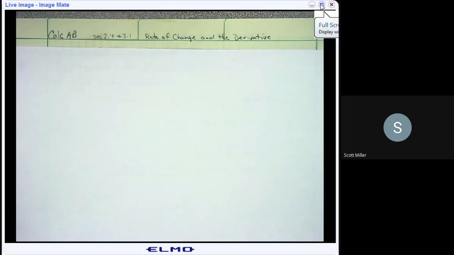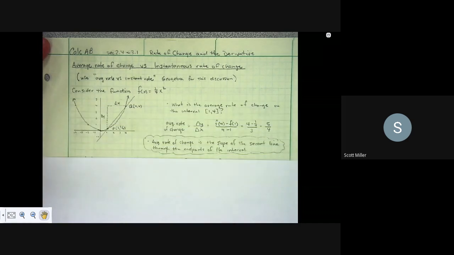All right, so today we're going to look at combined sections 2.4 and 3.1, rate of change and the derivative. So we're going to go through the definition of this thing: the average rate of change versus the instantaneous rate of change. Let's take a look at this real quick.